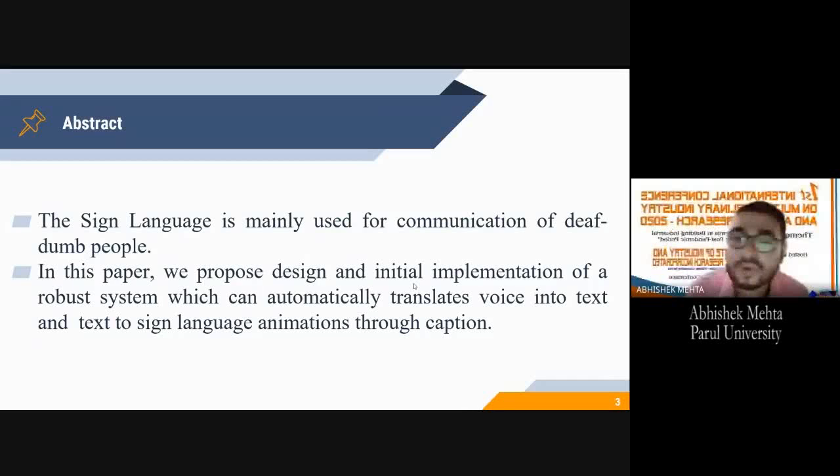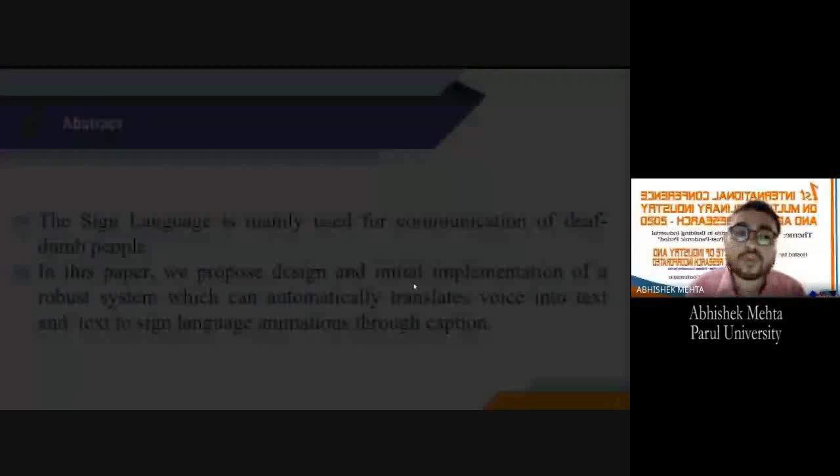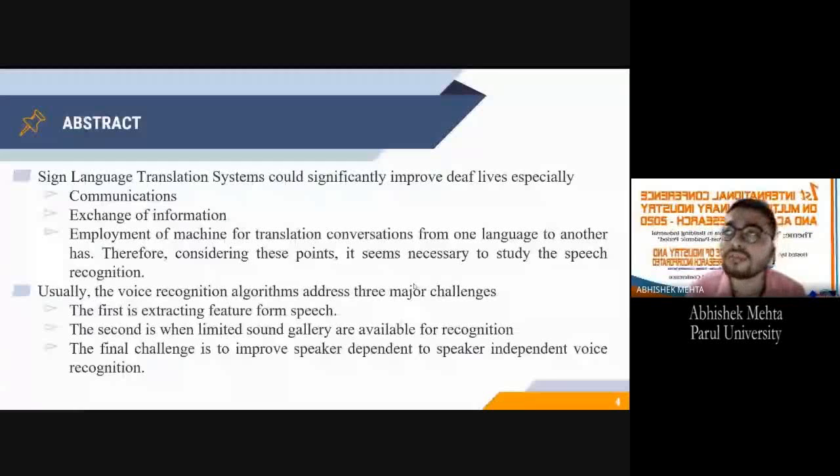In this paper, we propose the design and initial implementation of a robust system which can automatically translate voice to text and text to sign through animation through the caption. Basically, any video, for example one I download from YouTube, I enter into the system. The system converts the real-time speech to sign language, which is very easy for deaf and dumb people to understand.